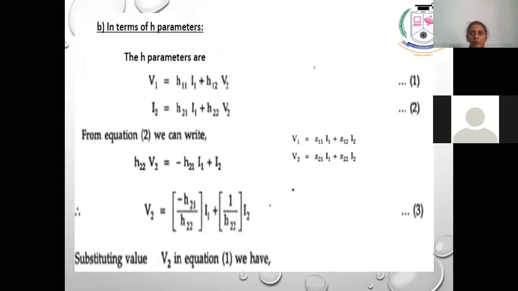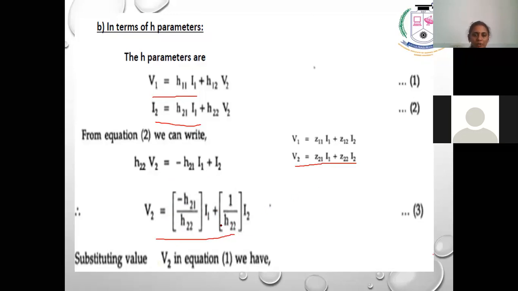Same way, now what we are going to do is rearrange the equation. We have taken the H parameter equation. Always take the other parameter equation. In the H parameter equation, I am going to rearrange the second equation. When I rearrange, H22 V2 is equal to minus H21 I1 plus I2. From this, I can obtain V2 is equal to minus H21 by H22 into I1 plus 1 by H22 into I2.